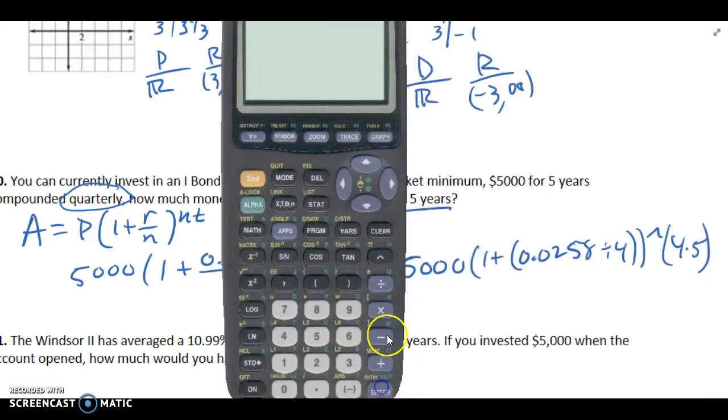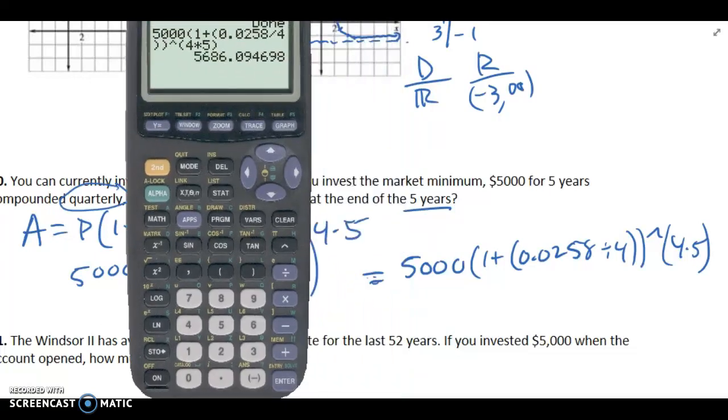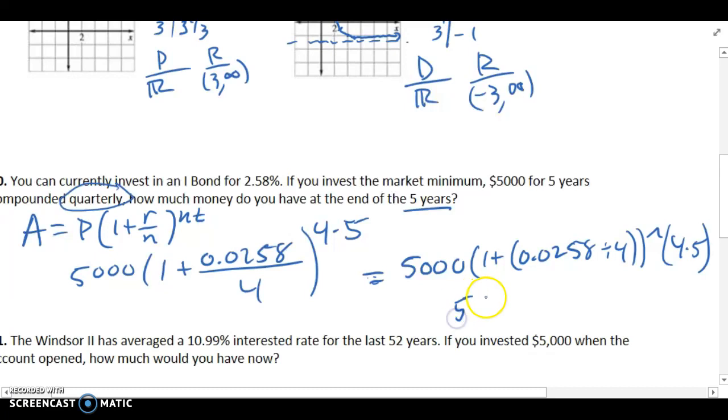All right, let's turn this on. Let's put this in. So 5,000 parenthesis 1 plus parenthesis 0.0258 divided by 4, close parenthesis, another parenthesis, power button, parenthesis, 4 times 5, enter. So then we'll have $5,686.09. So you can see that we made $686 in 5 years.